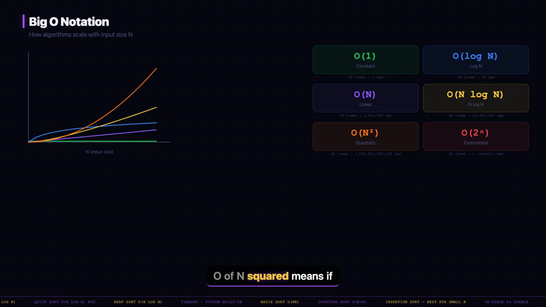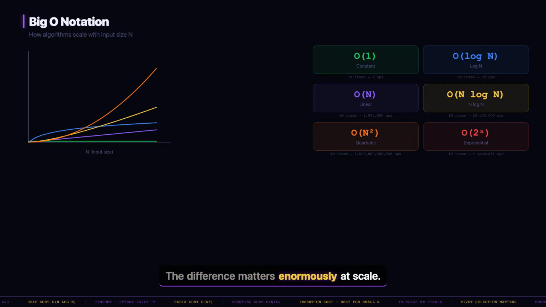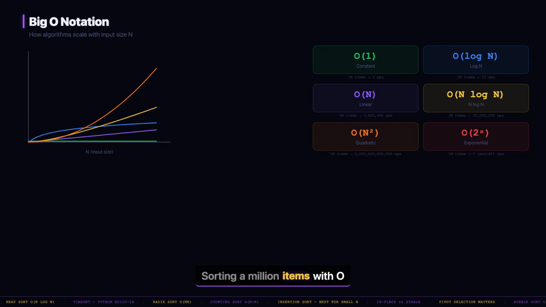O of n squared means if you double the data, the work quadruples. O of n log n means it grows much more slowly. The difference matters enormously at scale. Sorting a million items with O of n squared takes a trillion operations. With O of n log n, it takes just 20 million.